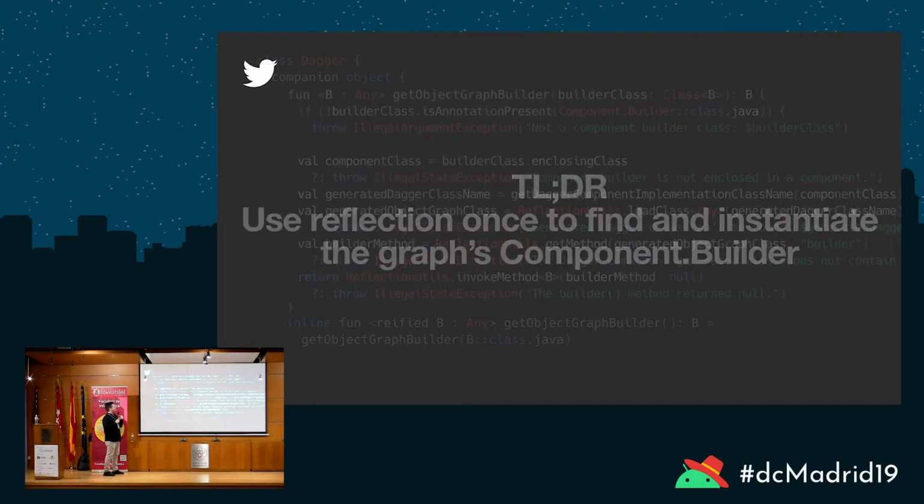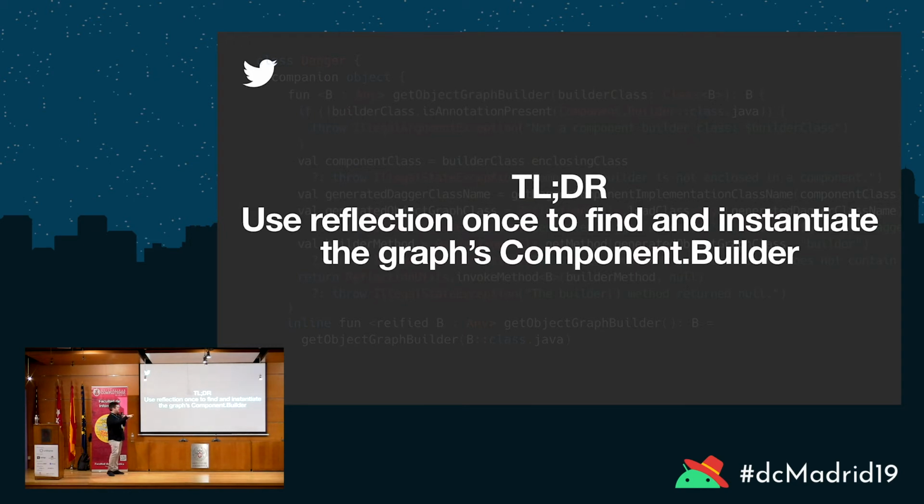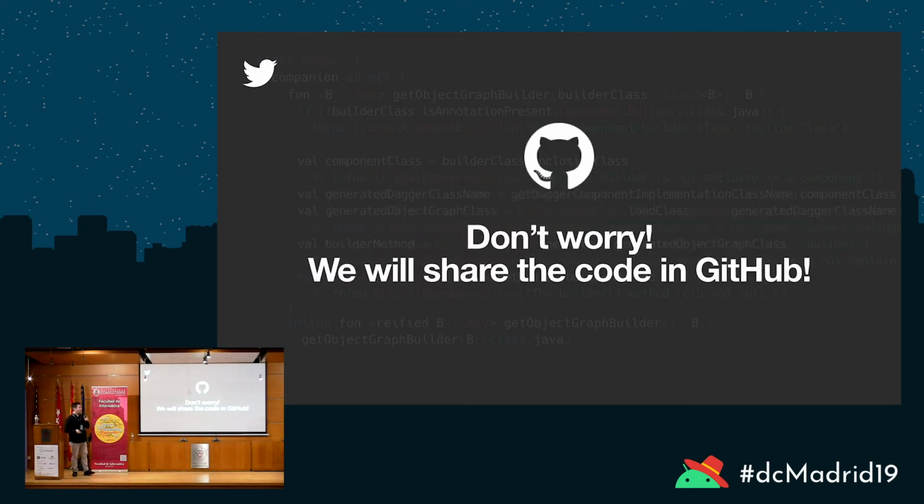Don't worry, don't take pictures or anything. But TLDR, we're going to use reflection to go into the component. We know that there is an annotation there, the component builder, so we'll find it. Then we instantiate whatever class has it, and then we look for the builder method. That is always the same; it always has the same name. And don't worry, we're going to share this code. It's just boilerplatey, but it didn't fit in one slide.